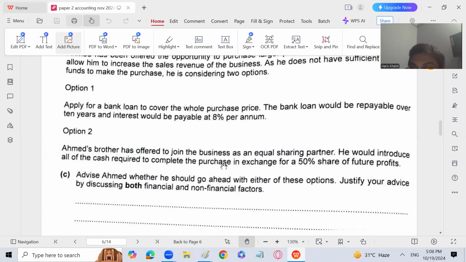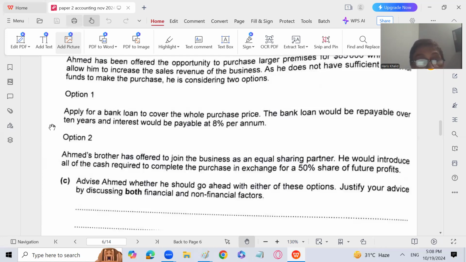So if he goes for a 50% share of profit, what will happen actually? Number one, his responsibilities will be shared. Maybe Ahmed's brother will bring more skill and expertise to the partnership, but the 50% profit share will be taken by him, right? It depends on how much profit the business is going to get in the future. So he's bringing all the cash also. Maybe because of him the profit will increase and we are going to have a partnership, which is a better, larger scale business than a sole trader, right?